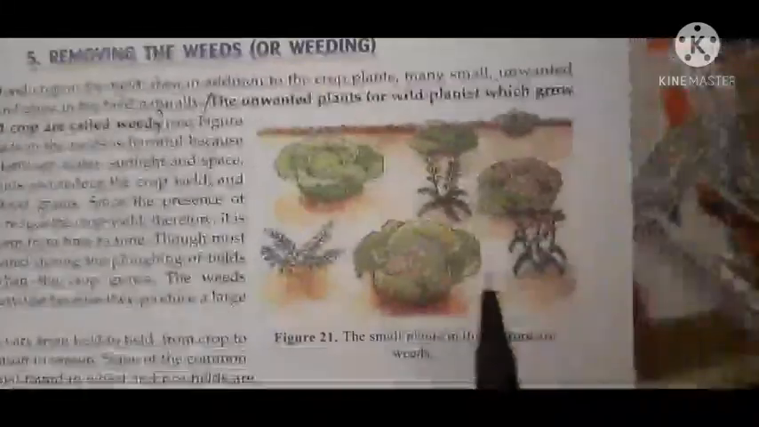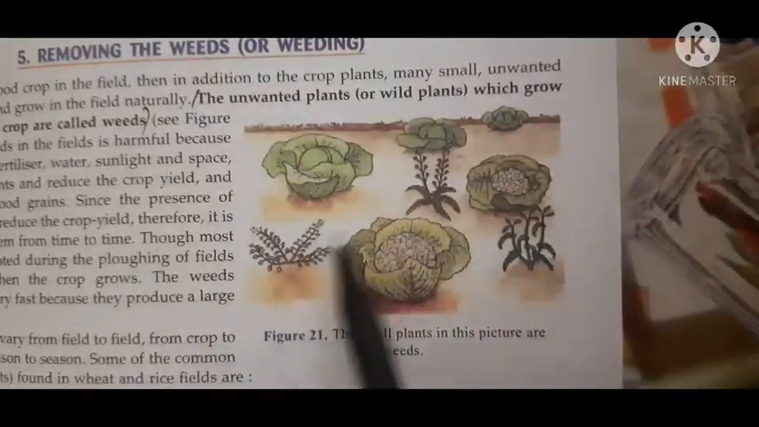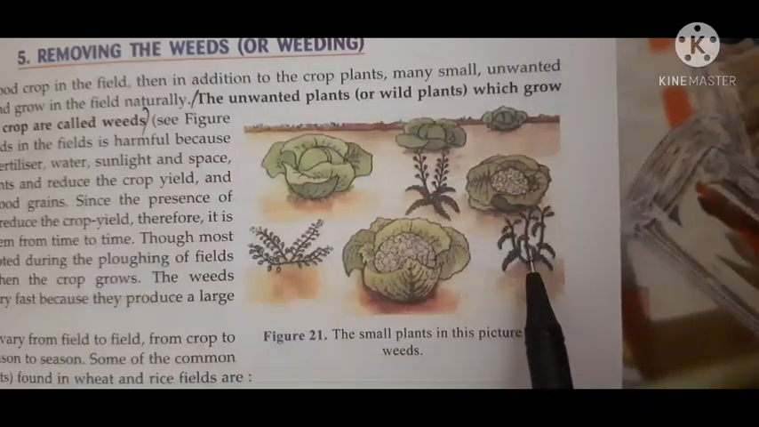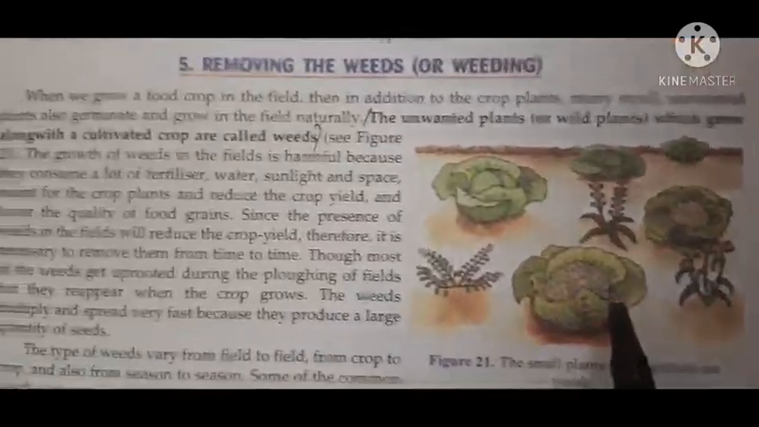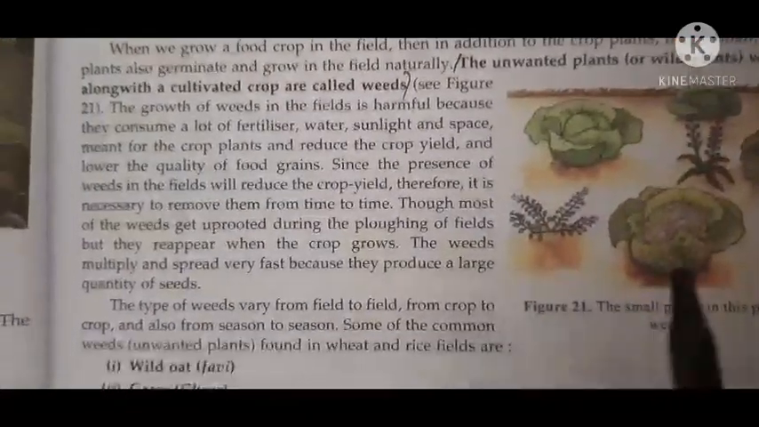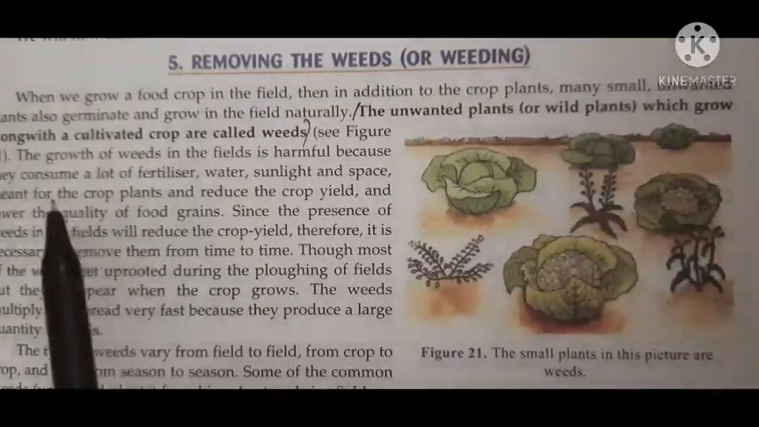okay. Now you can see in this picture also. So these are the crops, these are the cultivated crops, but here you can see so many unwanted crops. So they are unnecessary crops and they affect the yield of the cultivated crop. Why? Because why they are unwanted? How do they affect the yield of your cultivated crop?